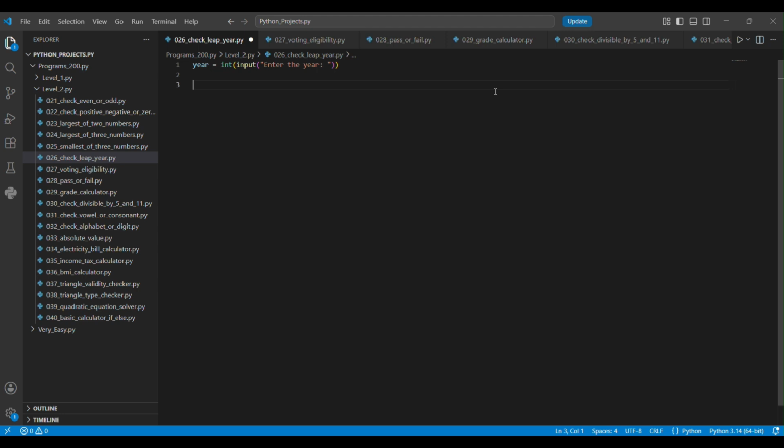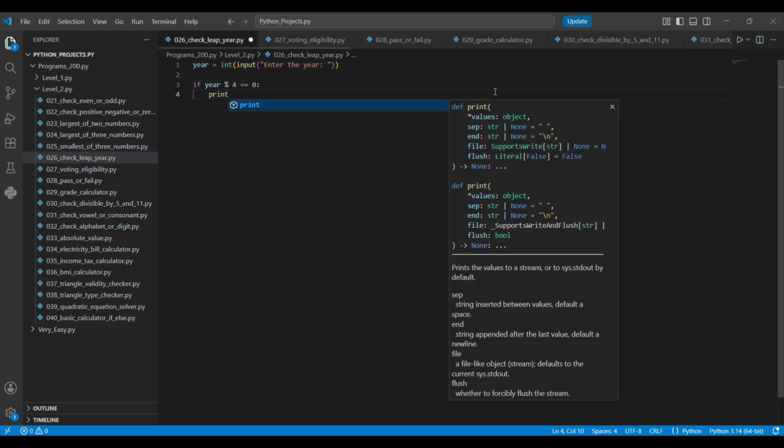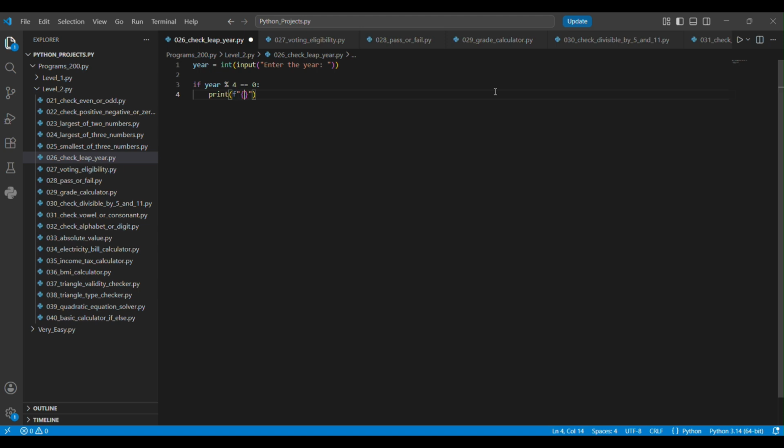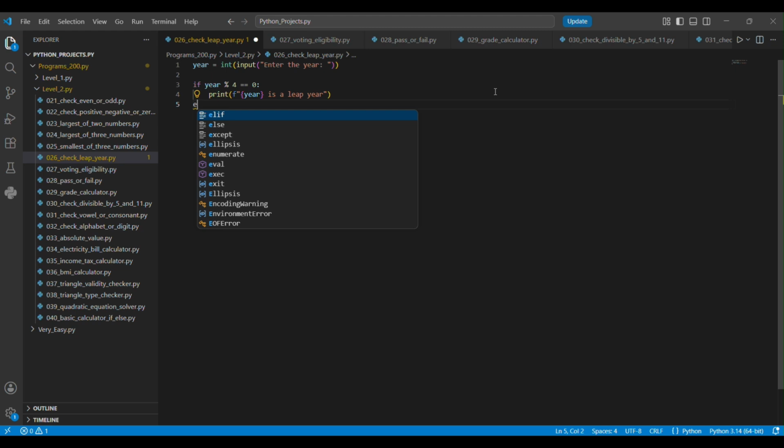What conditions? Let me give you some conditions. If year modulus 4, if year is divisible by 4, then its modulus is 0. Friends, let's take year. Now we are taking the second condition.